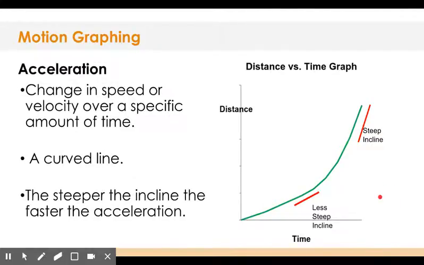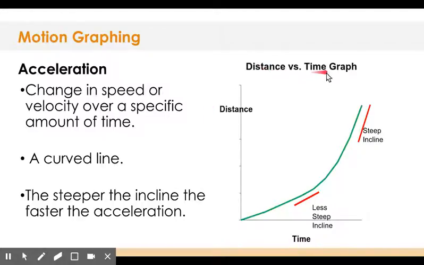Then when we talk about acceleration, acceleration is a change of speed or velocity over a specific amount of time. It's a curved line, typically, and the steeper the incline, the faster the acceleration. As the distance and time go here, we're going to see that it accelerated when it went faster. It was kind of a constant speed, and then it started going up a little bit, and then a little bit more. Each one of these little curves in the line shows an increased speed, so it shows that acceleration was happening in that graph.